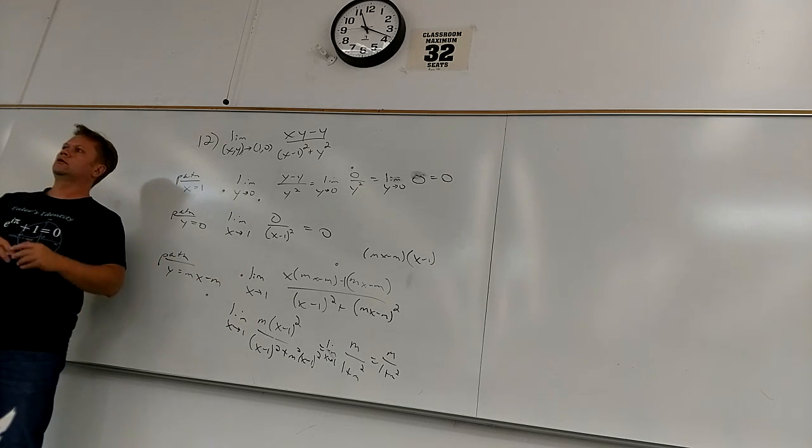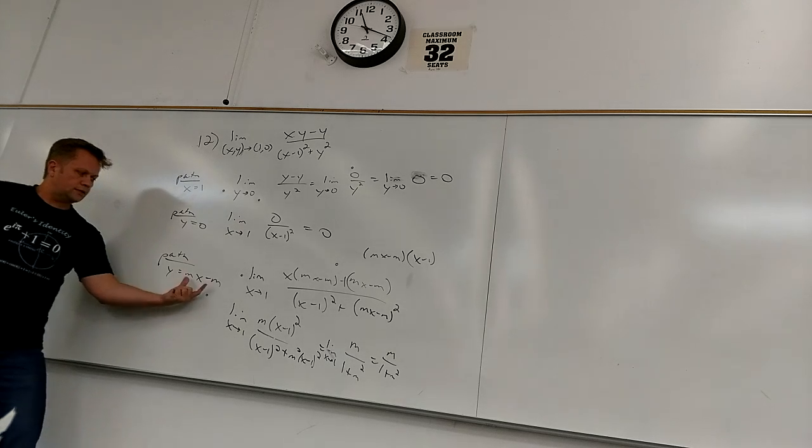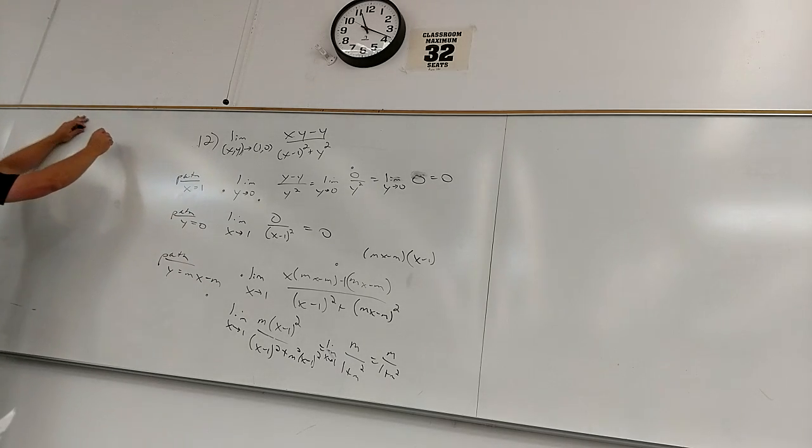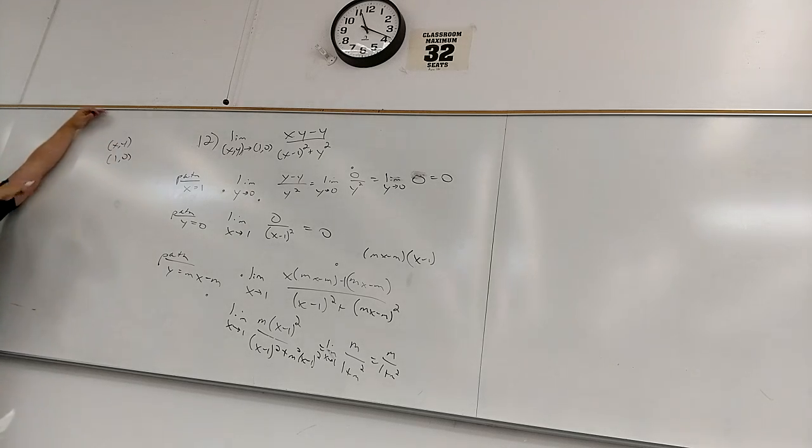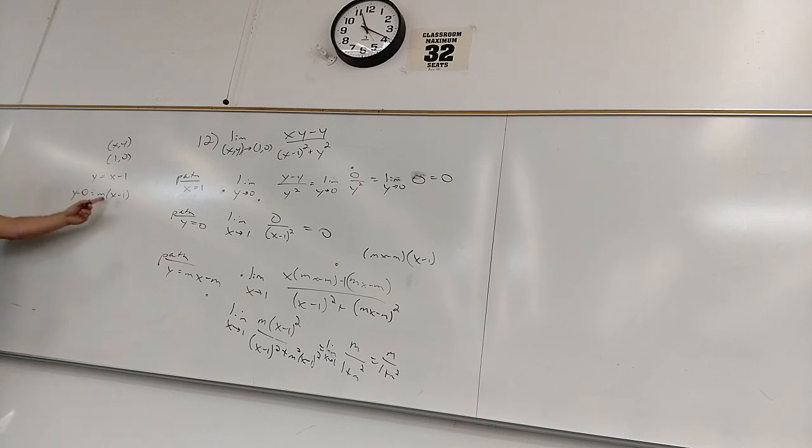Why is it mx minus m? It's because I needed to go through the point x, y in the point 1, 0. Right? So the simplest way to do that is to make y equal x minus 1, for example. But if I have a different slope, stay with me, let me do it like this. y minus 0 equals m times x minus 1. Is that cool? You guys see where that came from? And then I just solve for y, bring the m through.